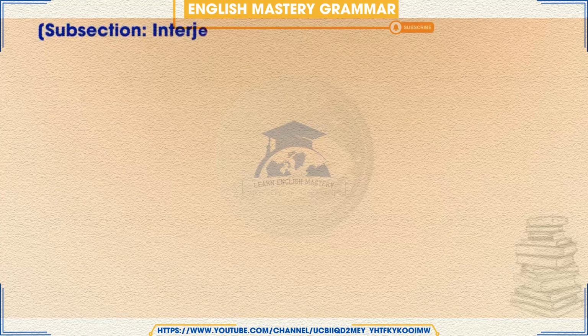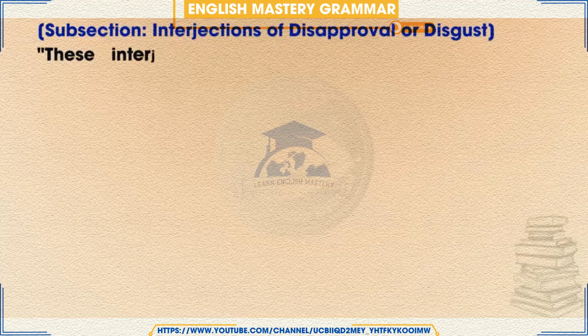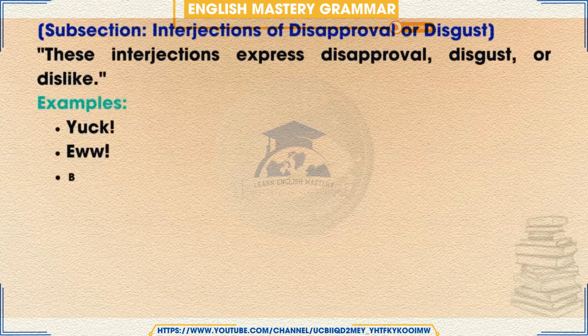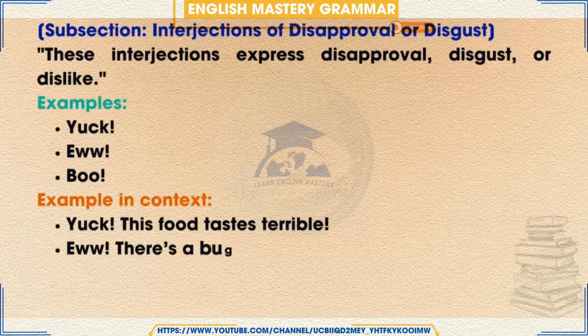Subsection: Interjections of disapproval or disgust. These interjections express disapproval, disgust, or dislike. Examples: Yuck. Ow. Boo. Example in context: Yuck. This food tastes terrible. Oh, there's a bug in the soup.